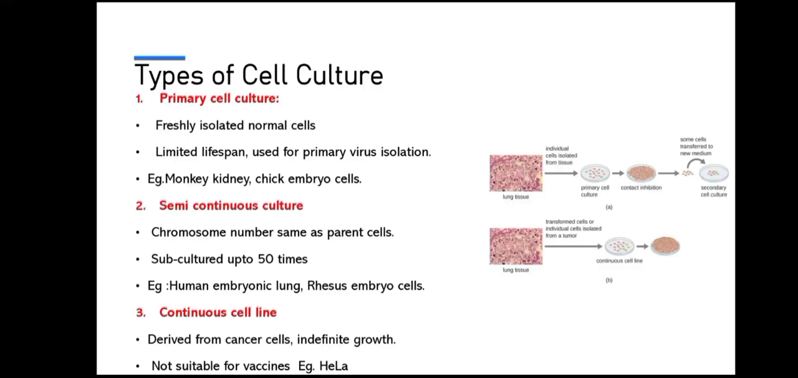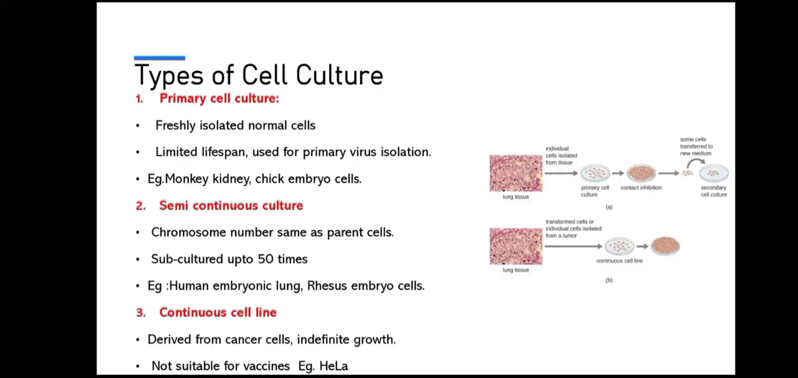The second one is semi-continuous culture. They are diploid and contain the same number of chromosomes as the parent cells. They can be subcultured up to 50 times by serial transfer. They can be used for the isolation of some fastidious viruses and the production of viral vaccines. Examples are human embryonic lung strain and rhesus embryonic cell strain.